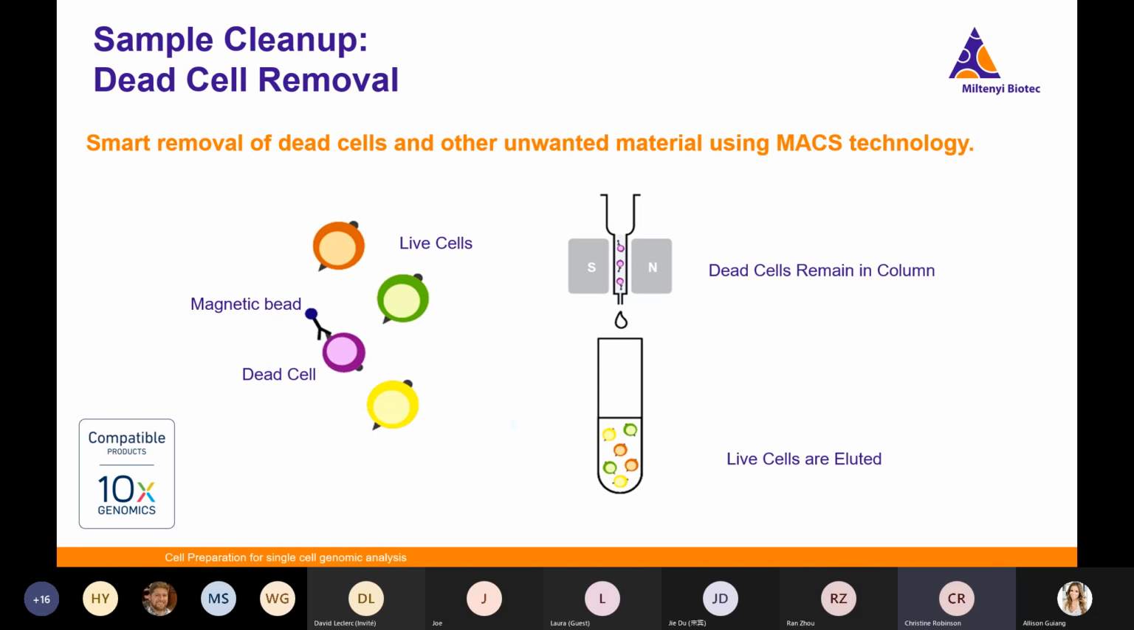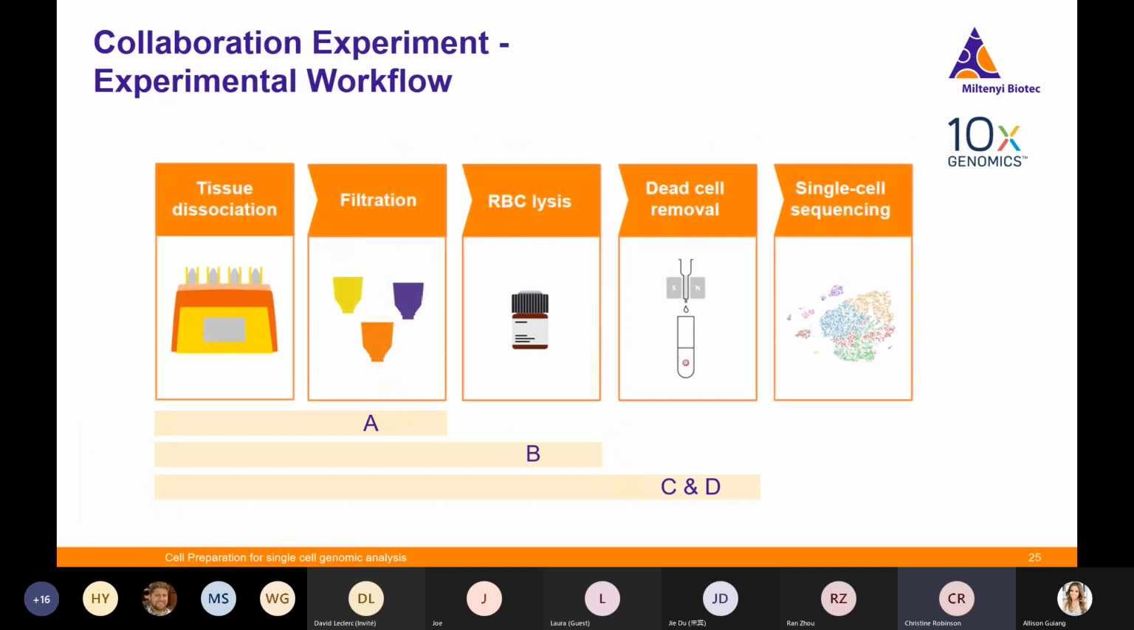And on the next slide, I just wanted to demonstrate, with these tools in hand, can we obtain better data from single cell genomics, right? So do they work, and does the processing time lead to any detrimental effects on the data? So we have a collaborative study here with 10x Genomics where we analyzed tumor samples after different cleanup steps.